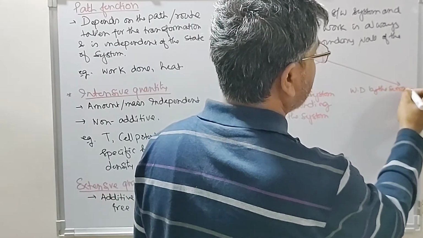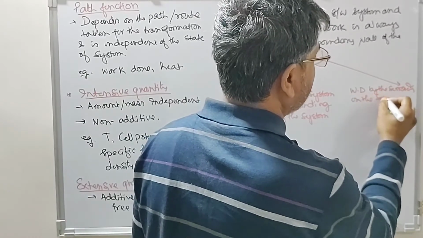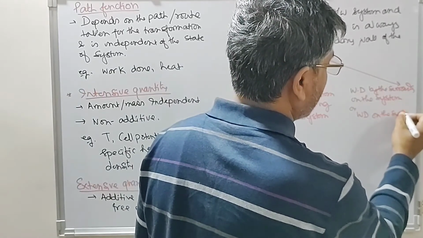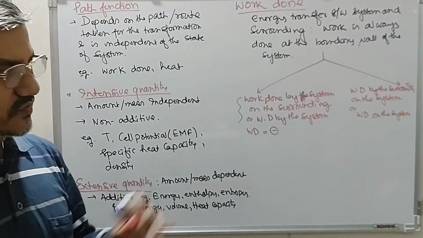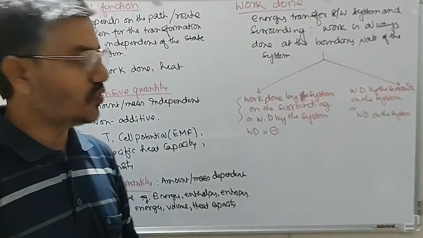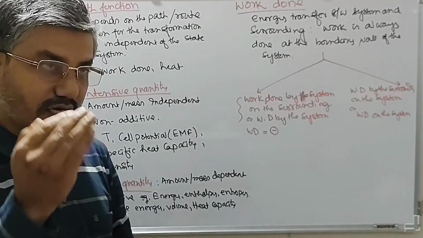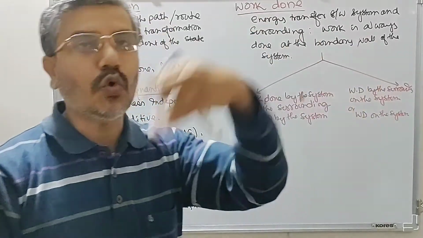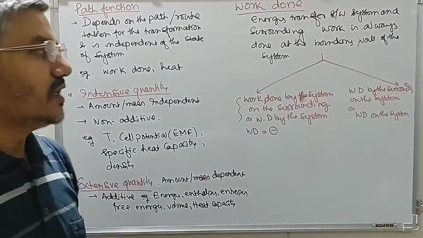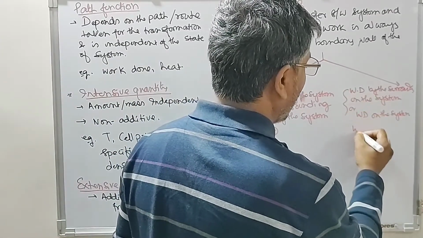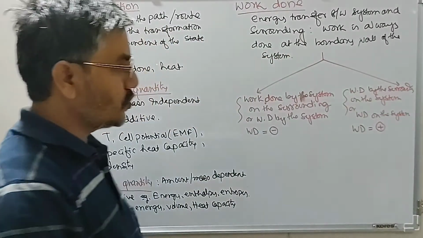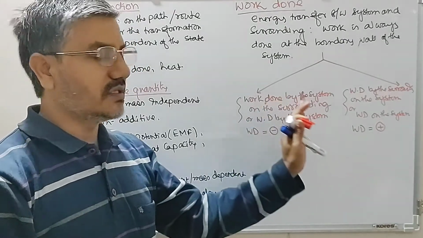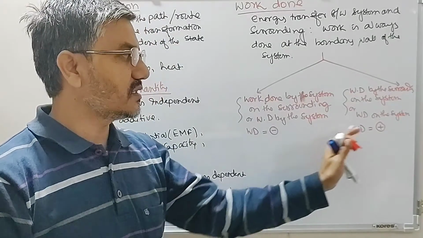by the surrounding on the system, or simply work done on the system. So the first one is the system doing work on the surrounding, so work is negative. The other one is the surrounding doing work on the system, so the sign convention is that work done should be positive. If the surrounding is doing work on the system, then the convention is positive.